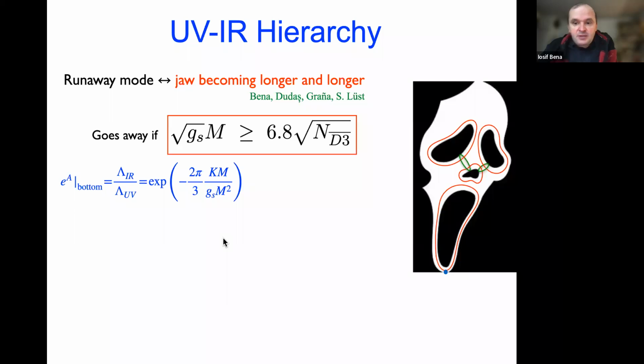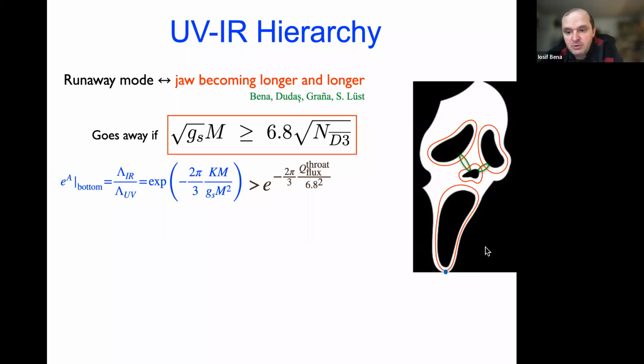The problem is that when you apply this to the anti-D3 branes, this throat has to be very, very large. And the reason is that this is going to give you a hierarchy between the infrared scale and the UV scale, between lambda_IR and lambda_UV. And in the Klebanov-Strassler potential, this hierarchy, again, needs to be very small. And this hierarchy, you can actually express it in terms of K times M, which is the flux of the throat, divided by this particular parameter.